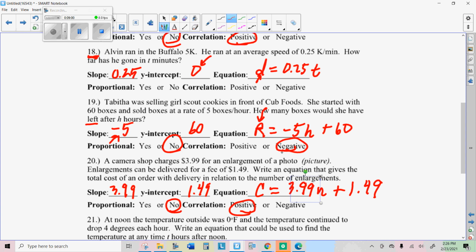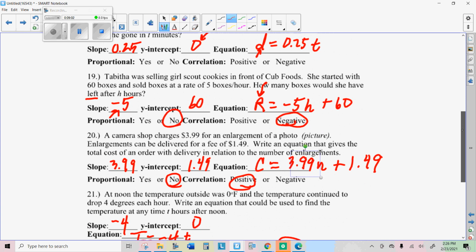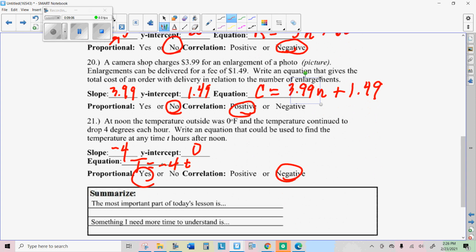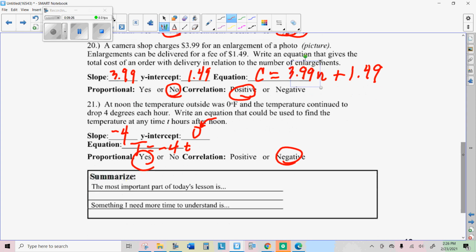All right. Number 21, the temperature is dropping 4 degrees every hour and it's starting at 0. So the constant is 0. The slope is -4. Notice I use big T to represent temperature and little t to represent time. That's okay to do. They're two different things. That situation was proportional with a negative correlation.